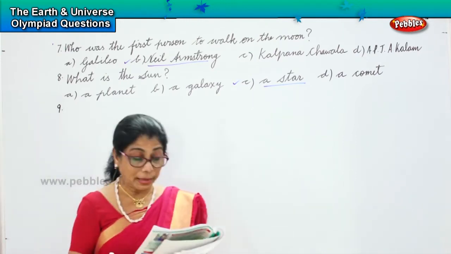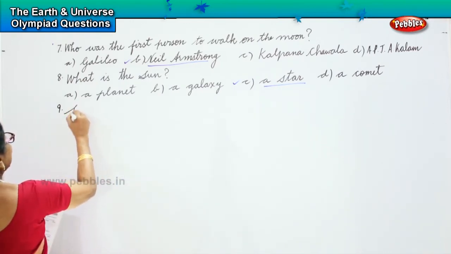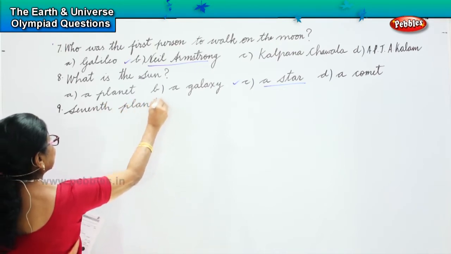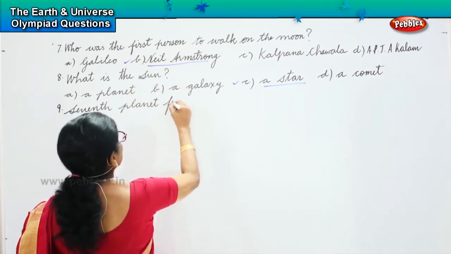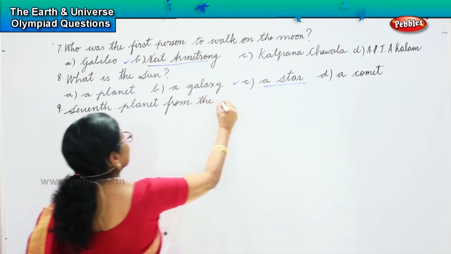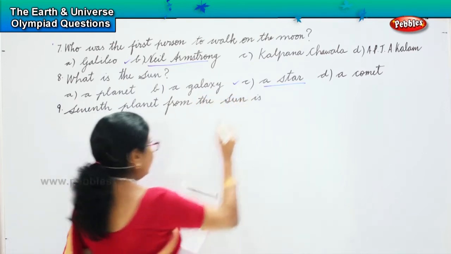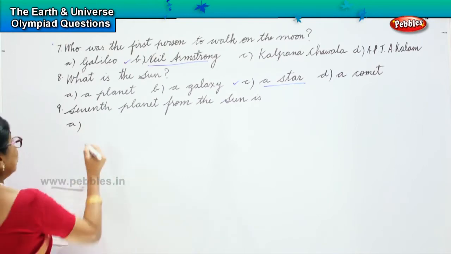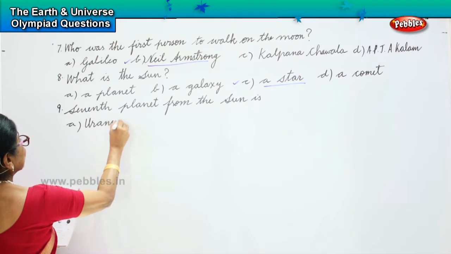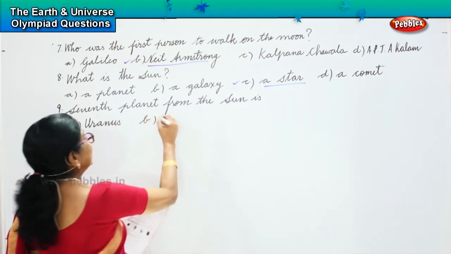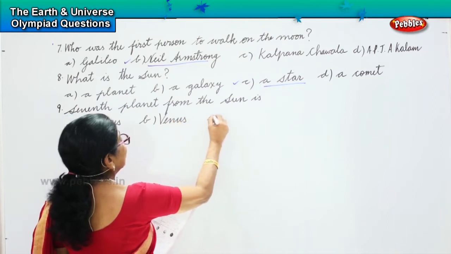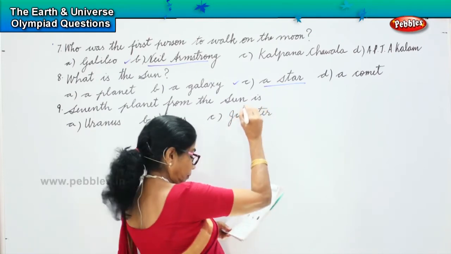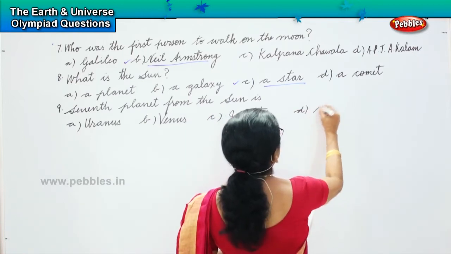Our ninth question. The seventh planet from the sun is. Let's find out for ourselves. Option A, Uranus. Option B, Venus. Option C, Jupiter. And option D, Saturn.